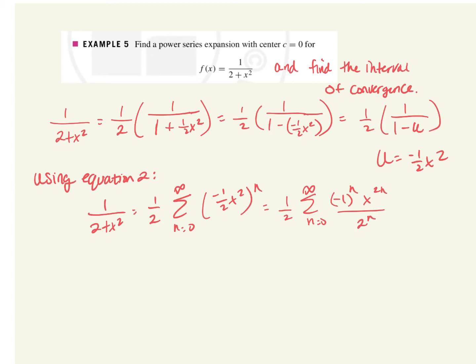And then the last thing I'm going to do here is I actually have a 1/2, which is like a common term over here. I can include this 1/2 in here and make this denominator 2 to the n plus 1. I'm increasing the exponent by just one more 2.